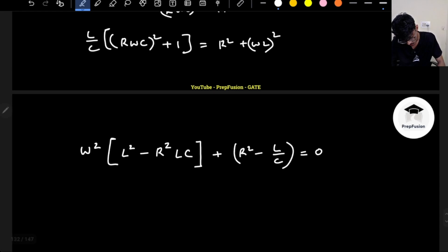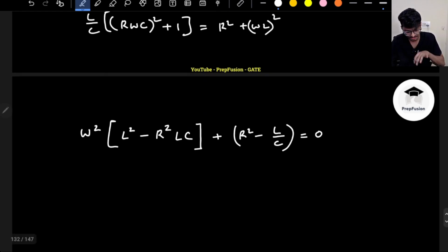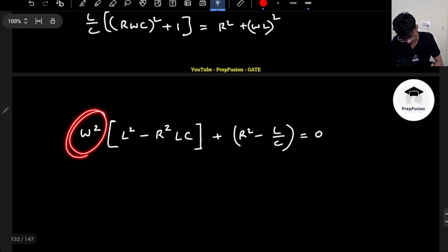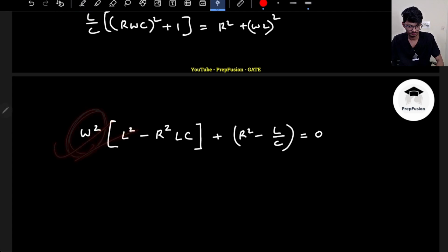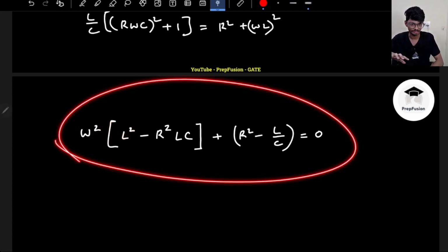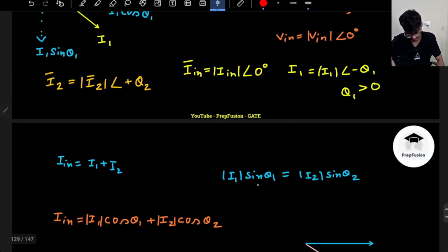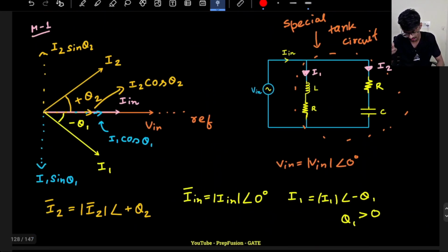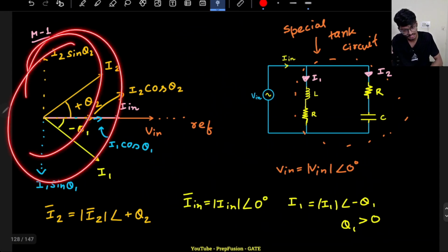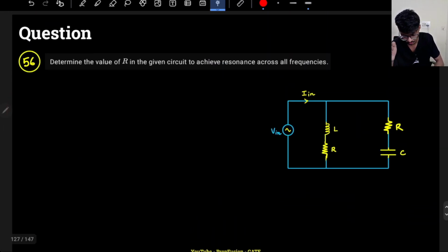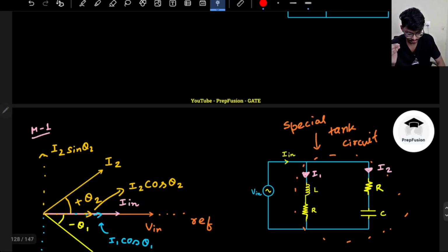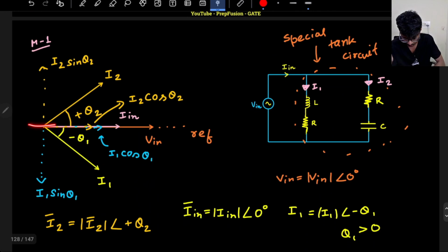So what I have to do is make this term frequency independent, for any value of omega this should always satisfy, because that is what they have asked. This condition came from the question, where they told me that at all frequencies it should be in resonance. Resonance meaning there should not be any imaginary component of current, all of the components should be in phase with the voltage.